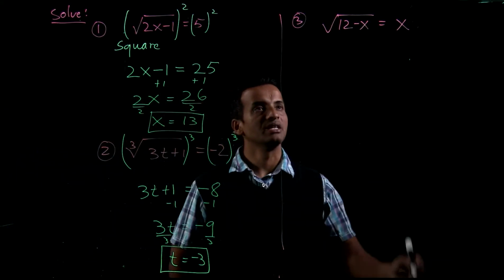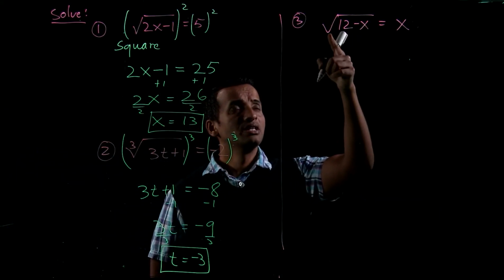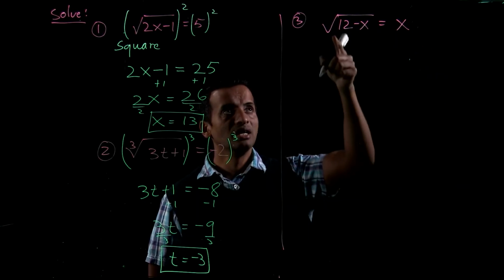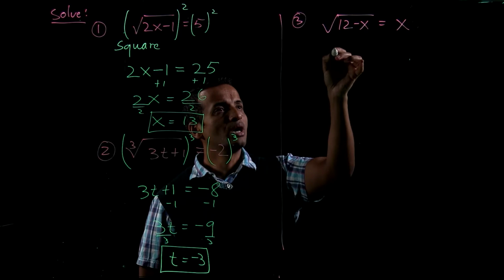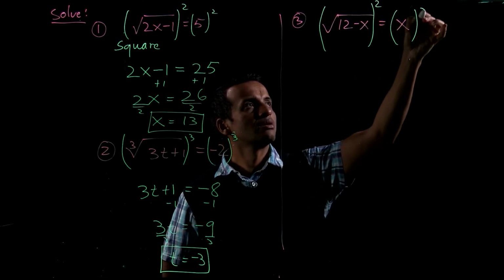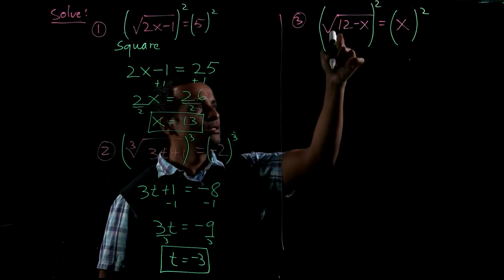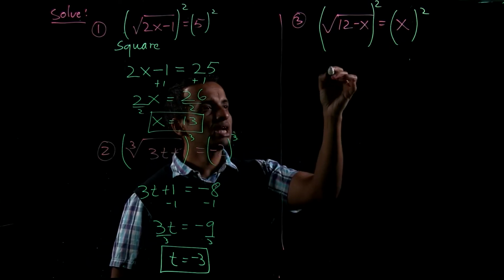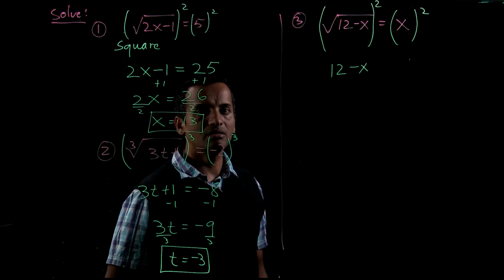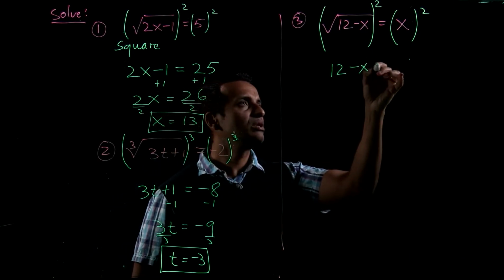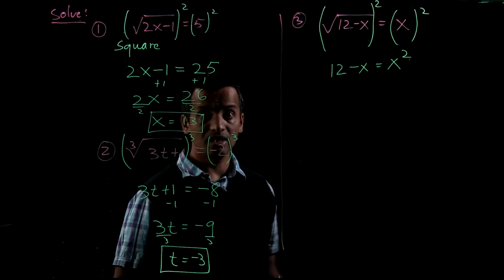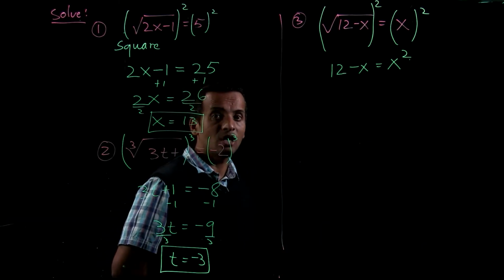Alright, the last example is we have a square root. Whenever there is a square root, you square both sides. Let me do that. So squaring both sides, the square root and square will cancel, so you will have only 12 minus x, correct, and then equals x squared. Now this is a quadratic equation. Do you know how to solve it?